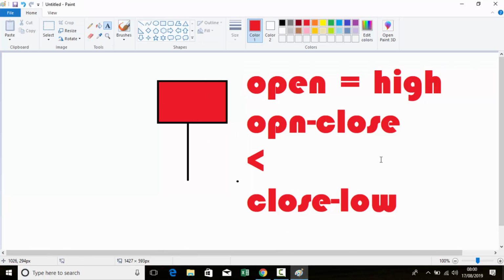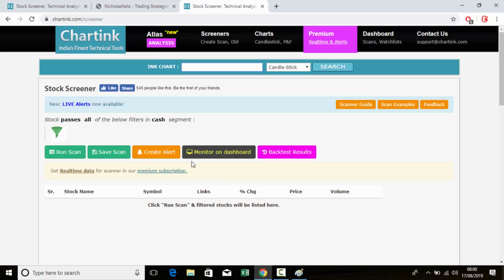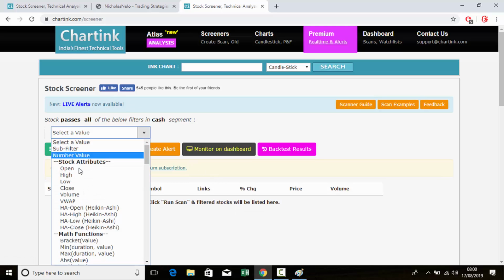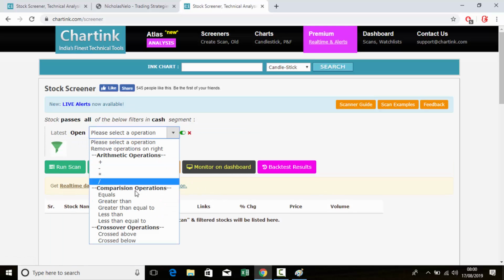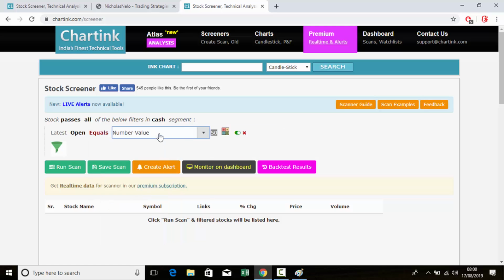If you apply this condition on charting.com, we can get the scanner which is finding out the candle formed like this. Okay, let's apply this condition to this scanner. First one, open is equal to high.